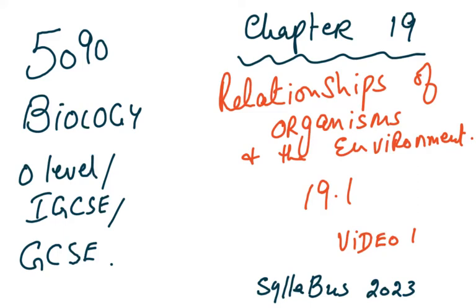Bismillah Rahman Rahim. We start with the 5090 Biology O level syllabus, and this is chapter 19, which is the last chapter. And we're going to be doing relationships of organisms and the environment, and this is going to be 19.1, and this is the first video on this chapter.